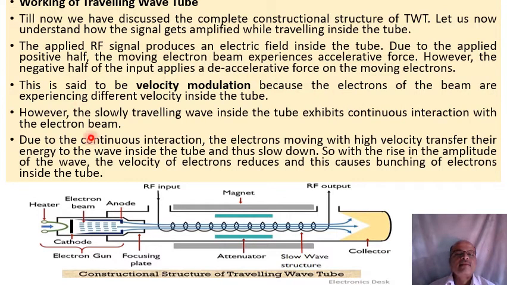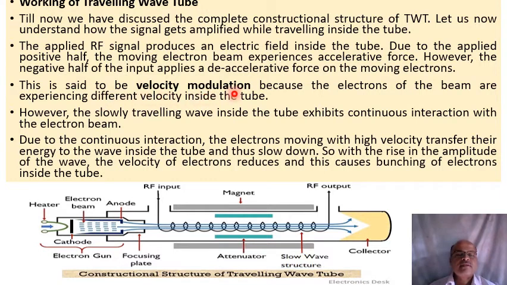So, working of traveling wave tube. Till now we have discussed the complete construction of a TWT. Now let us understand how the signal gets amplified while traveling inside the tube. The applied RF signal produces an electric field inside the tube, and due to the applied positive half, the moving electron beam experiences an accelerative force. However, the negative half of the input applies a decelerative force on the moving electrons.